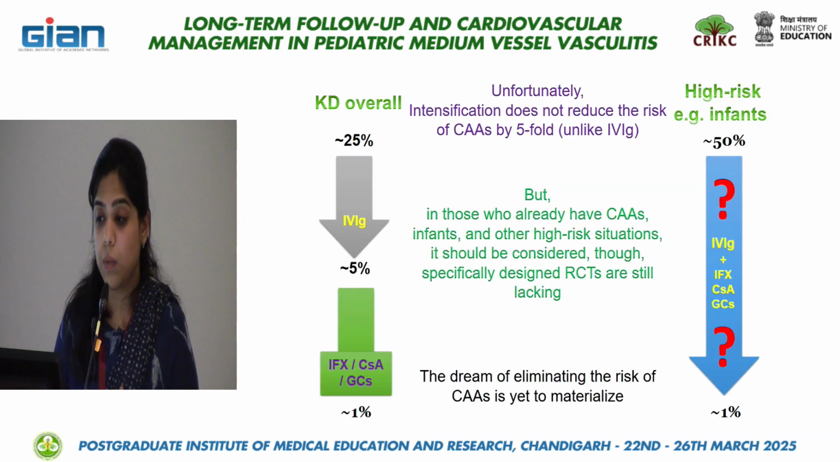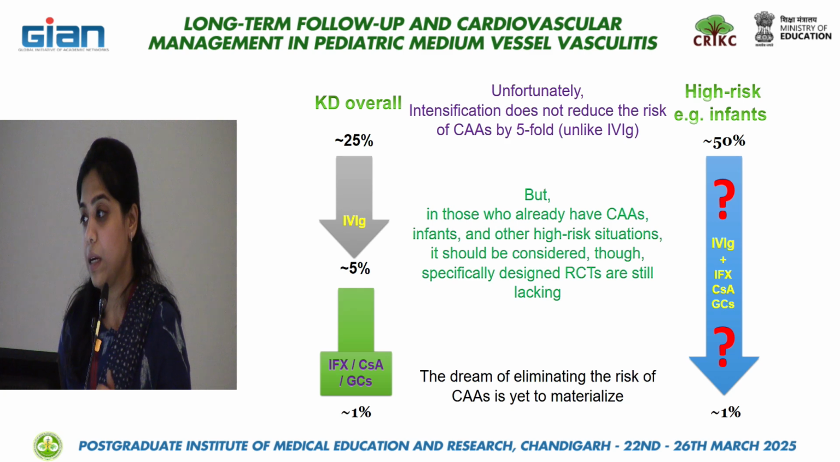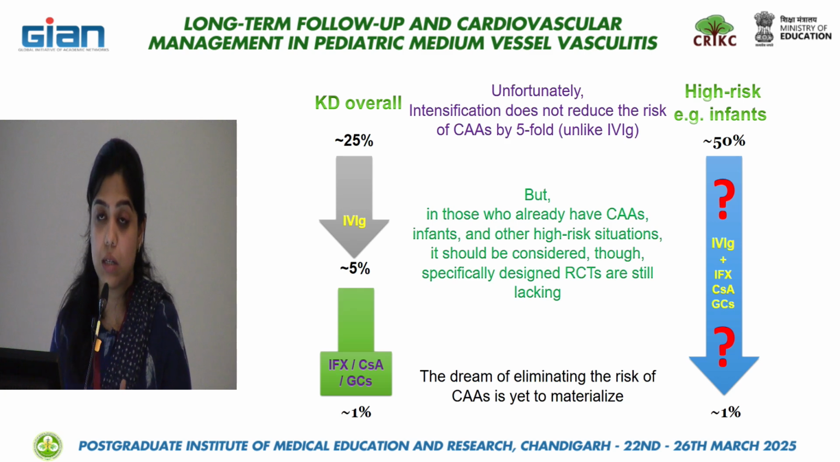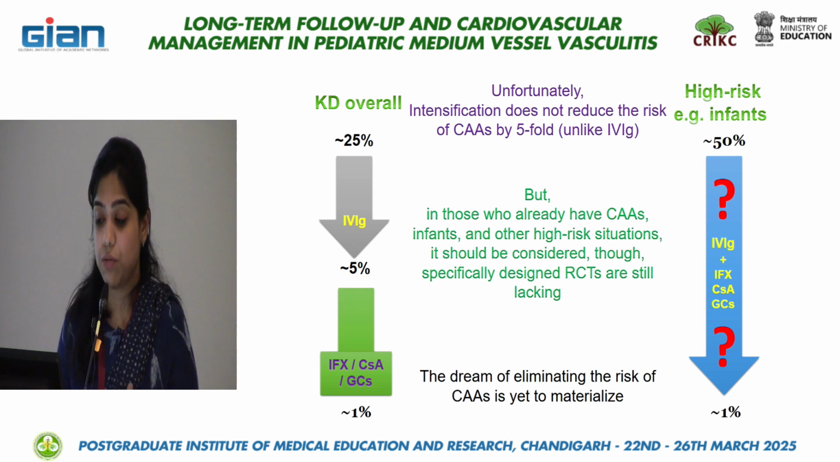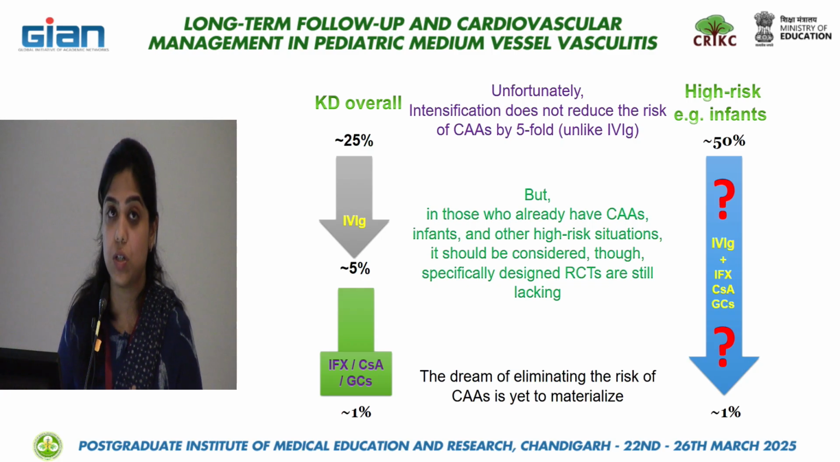So we have talked about so many different drugs. We know they reduce the incidence of CAA, but in high-risk infants, how much they will reduce it is a real question which we still don't know. In high-risk infants, where CAA incidence is almost 50%, we don't know how much it is going to come down.